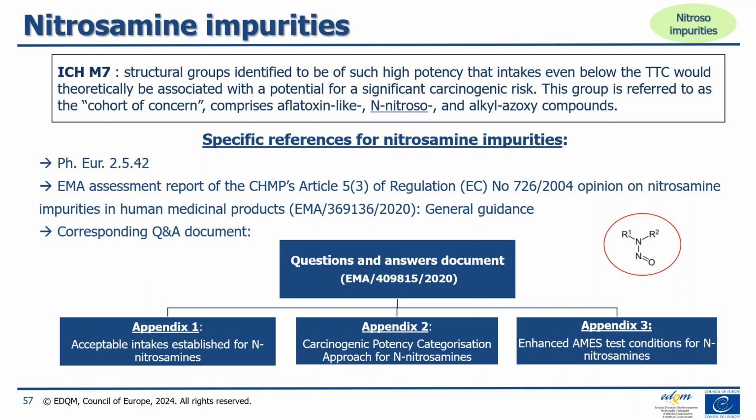So Appendix 1 provides specific data on acceptable intakes which are established for nitrosamines. Appendix 2 explains the general approach, the carcinogenic potency categorization approach, which will have to be followed if the impurity is not reported in Appendix 1. And then there is Appendix 3, which provides guidance on how to conduct a bacterial mutagenicity assay test. And this is today out of scope of this presentation.